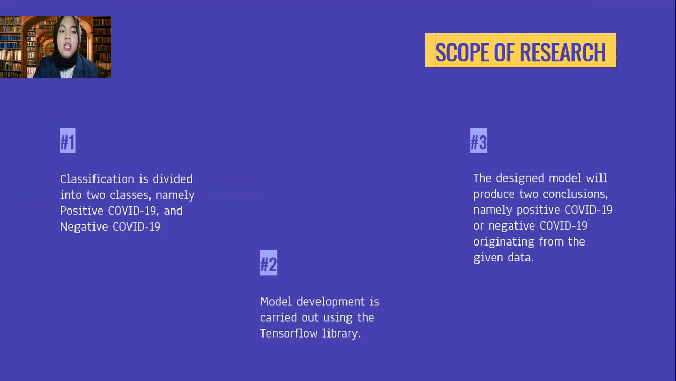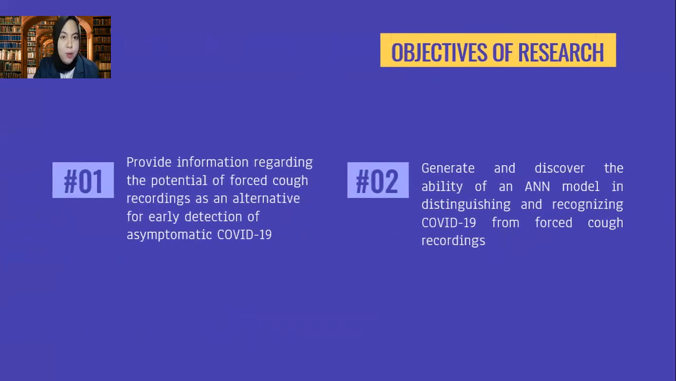And the third, the last one, is that the design model will produce two conclusions, namely whether or not the cough recording is COVID-19 positive or COVID-19 negative, based on the given data. The objective of this research is to provide information regarding the potential of cough recording as an alternative for early detection of asymptomatic COVID-19, and also to discover the ability of artificial neural network in distinguishing and recognizing COVID-19 only from cough recording.